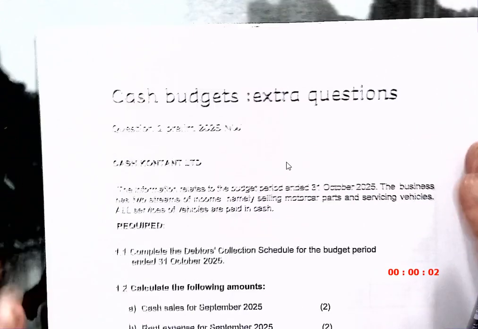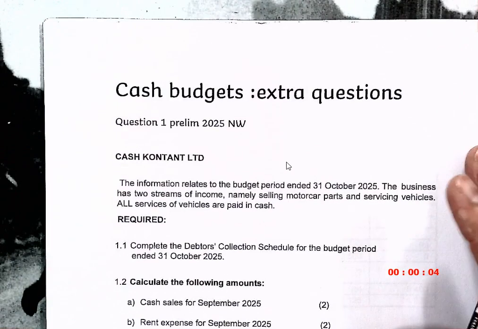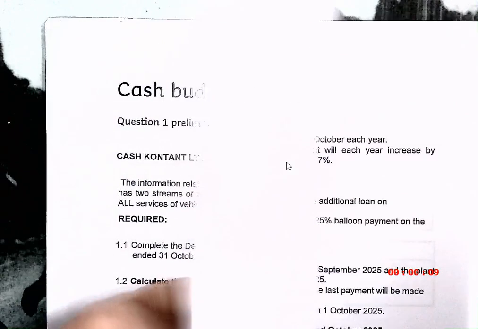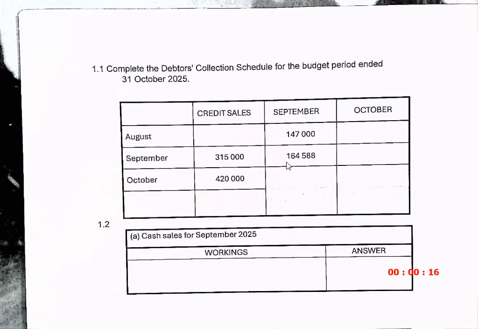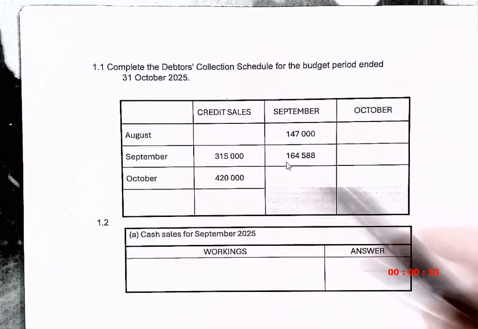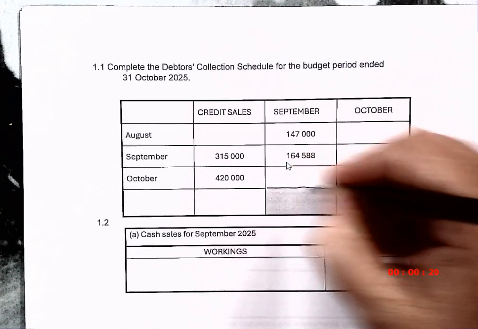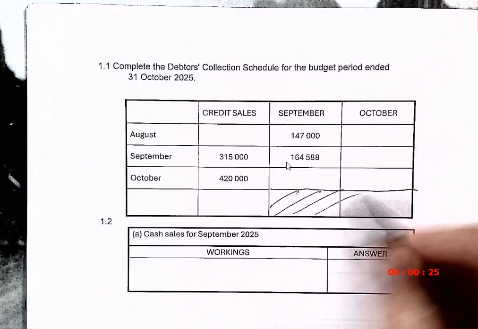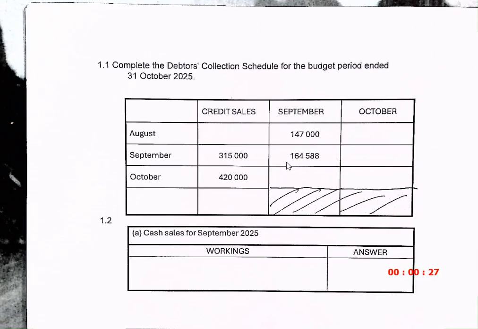Complete the debtors collection schedule for the budget period 31st October. Now if I go look, they gave this to me. Can you see that the totals have been grayed? Can you see this is grayed? Which means you mustn't add it. They're not going to mark it. You're going to waste time adding it. Okay? So now, let's quickly look.